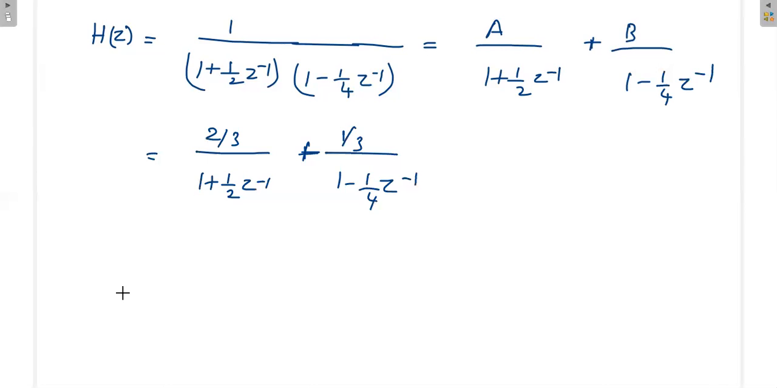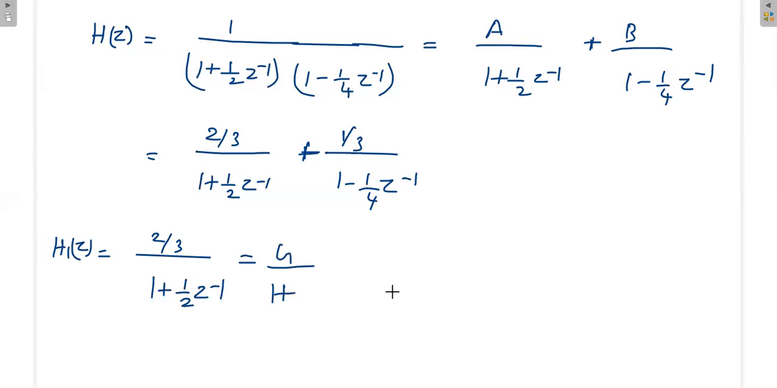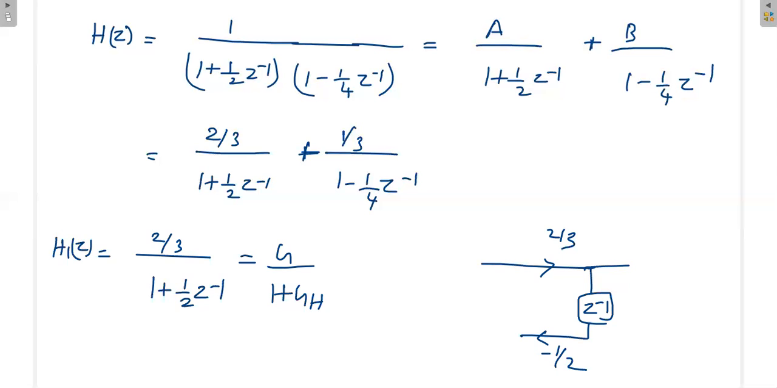Okay, again now we have h1 of z and h2 of z. What is h1 of z? h1 of z is equal to 2 by 3, 1 plus 1 by 2 z inverse. Okay, how to realize this h1 of z? Very simple. Again, use the concept of control system, that is g by 1 plus gh. So the gain is 2 by 3, apply the delay, then the gain factor is minus 1 by 2, then you add here. So this is the realization of h1 of z.